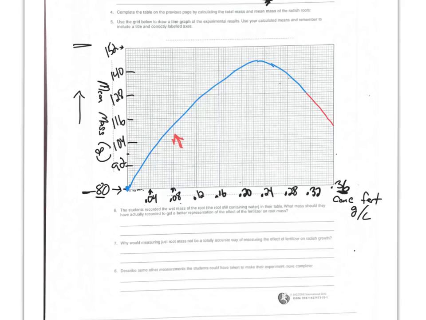You also see that there's a decrease here, so that after a certain concentration, something happens that you actually get less mass. You might want to extend that line, do some more experiments with higher concentrations to see if that trend continues.